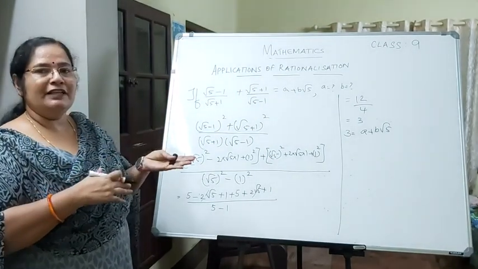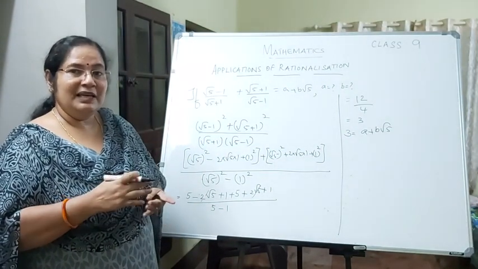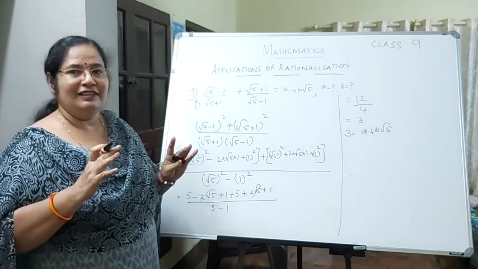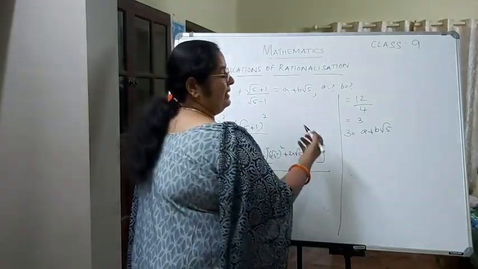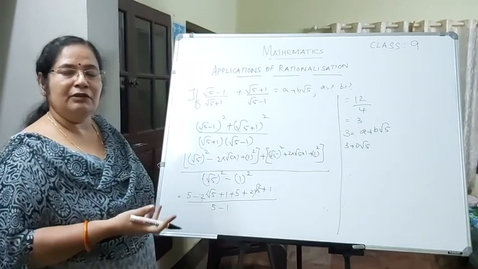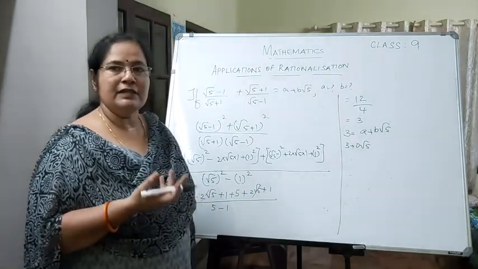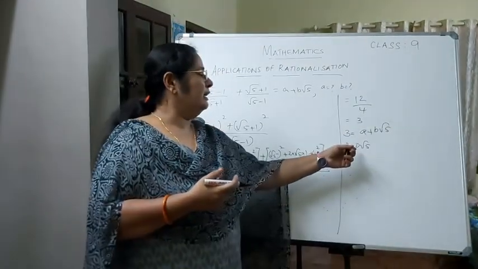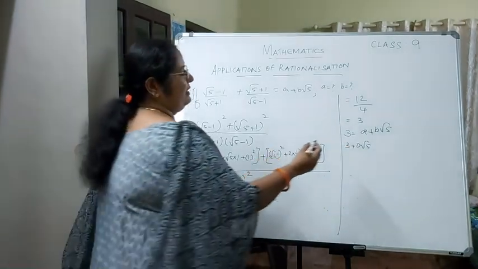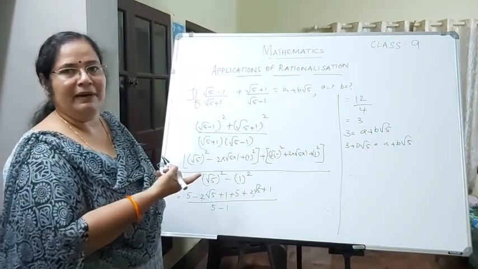Now compare the left hand side and right hand side. Somewhere something is missing. What is missing? There is no term having root 5. So the left hand side is same as writing 3 plus 0 root 5, isn't it? Any number multiplied by 0 is 0, so 0 into root 5 is 0. To avoid confusion, if you want, you can write like this also: 3 plus 0 into root 5 is equal to a plus b root 5.